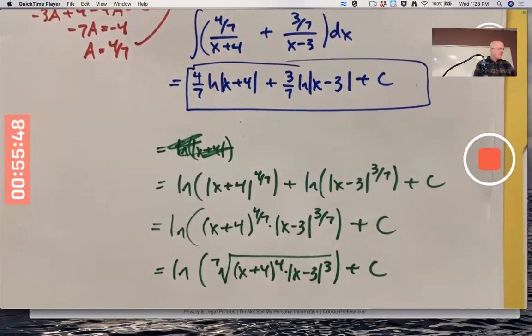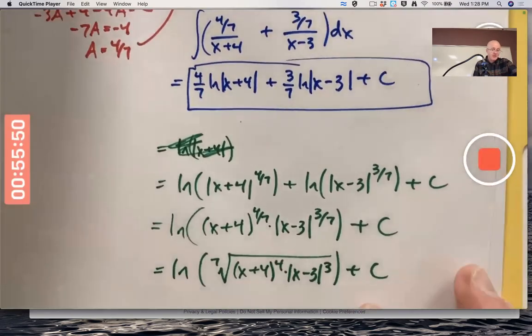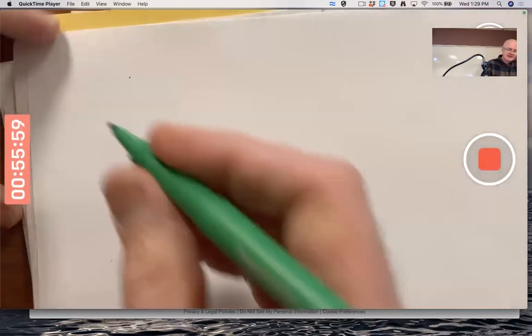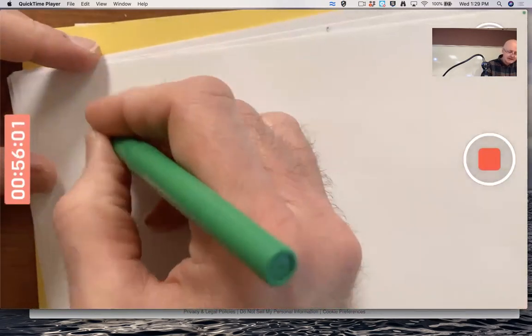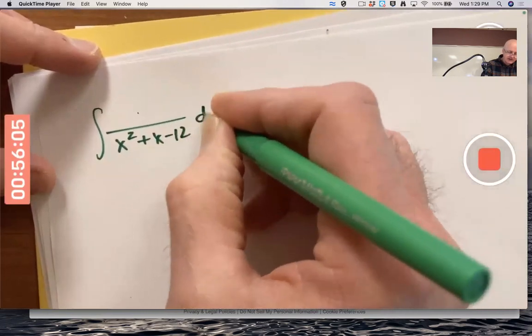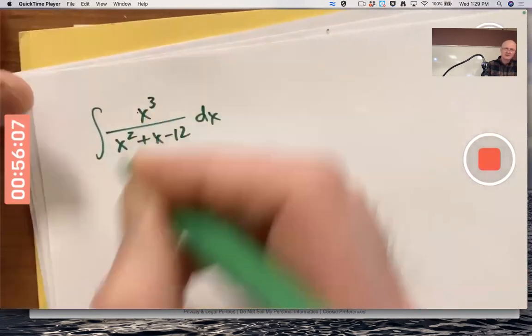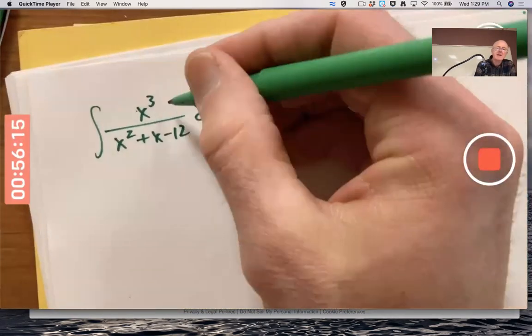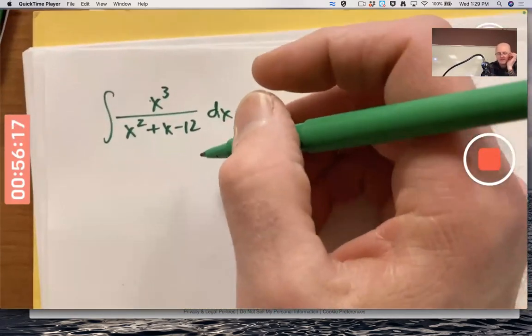On to the last problem, which is another partial fractions problem. But I'll make the denominator the same, x squared plus x minus 12, but I'm going to make the numerator different. I'm going to make it x cubed. Now we're in a situation where the top, the numerator, has a degree 3 greater than or equal to the degree of the denominator 2.